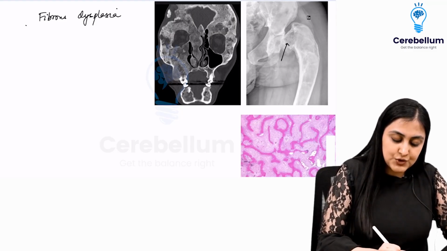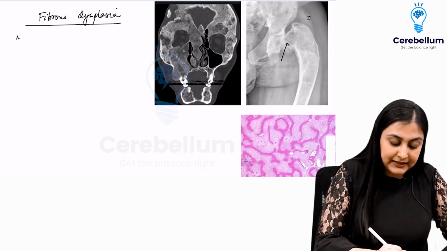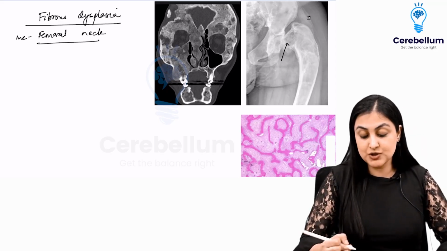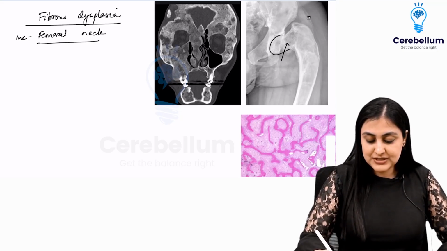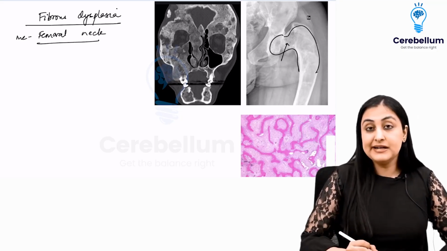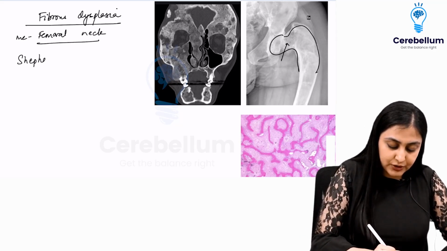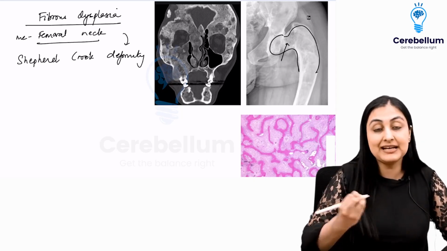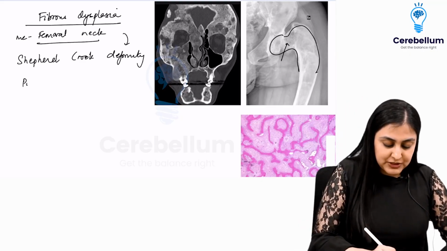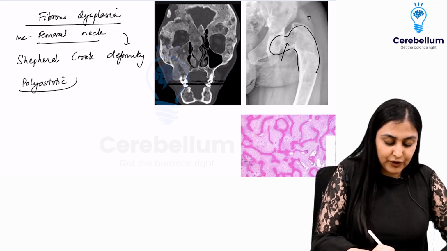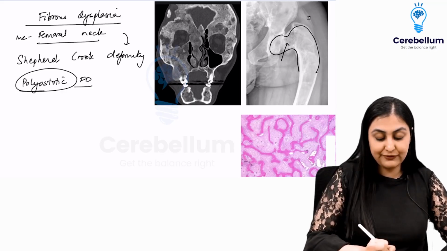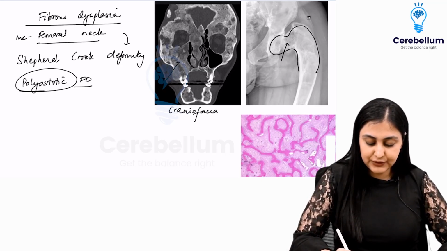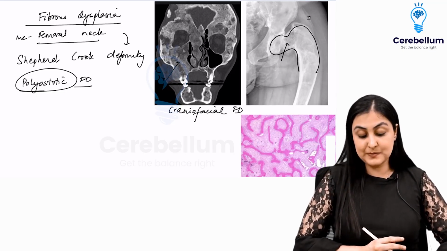Most commonly a solitary fibrous dysplasia is seen in the femoral neck. Okay, so when it is seen in the femoral neck, a lot of times there can be associated fracture, like in this case, and you see how the femur is bent. This deformed bone is called the Shepherd crook deformity. So this is the Shepherd crook deformity associated with the femoral neck fibrous dysplasia. A lot of times it could be polyostotic, meaning it can involve multiple bones. This is polyostotic fibrous dysplasia, which can frequently involve the craniofacial bones. So this is craniofacial polyostotic fibrous dysplasia.